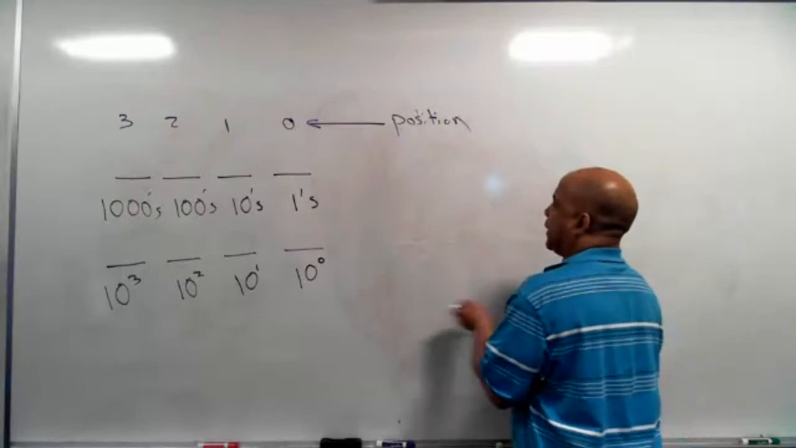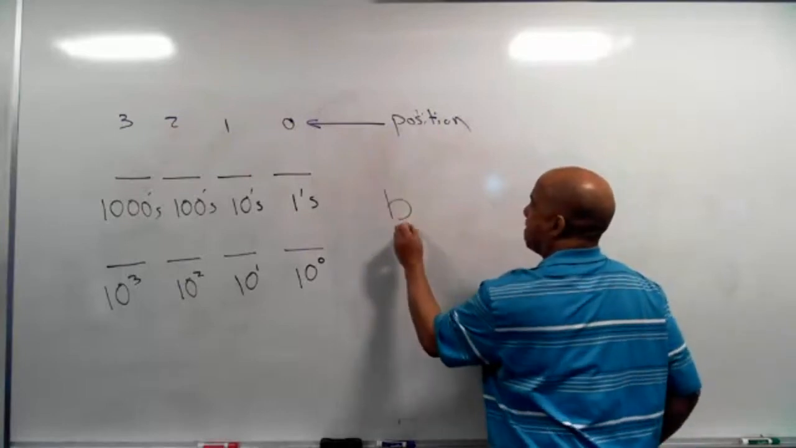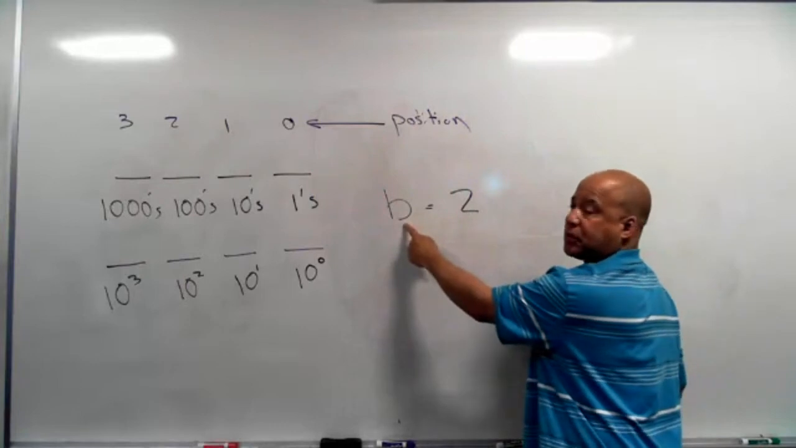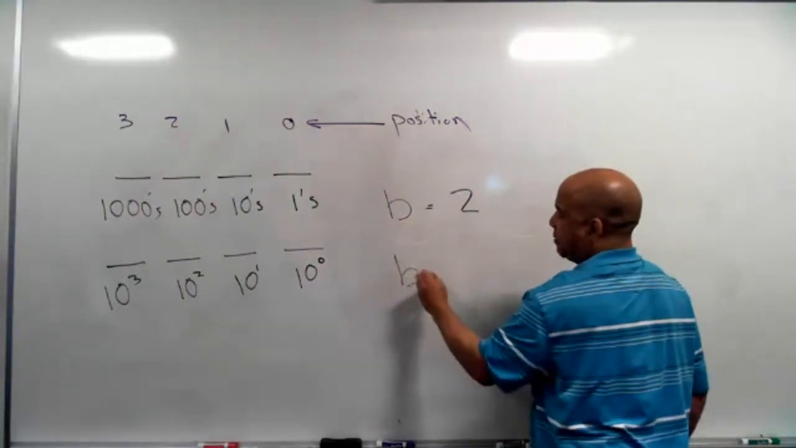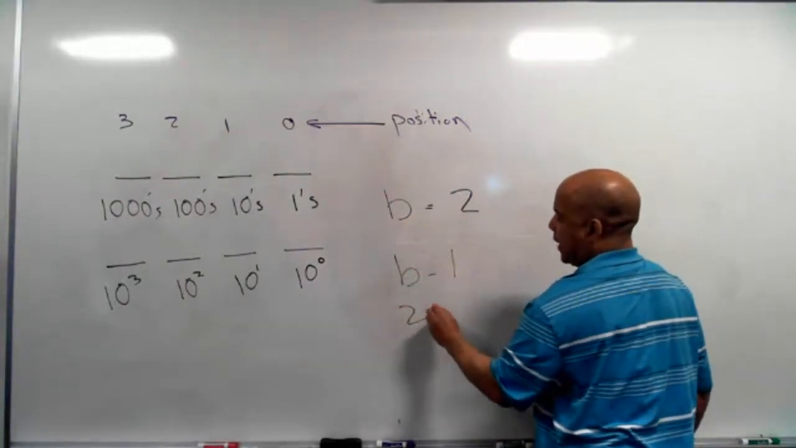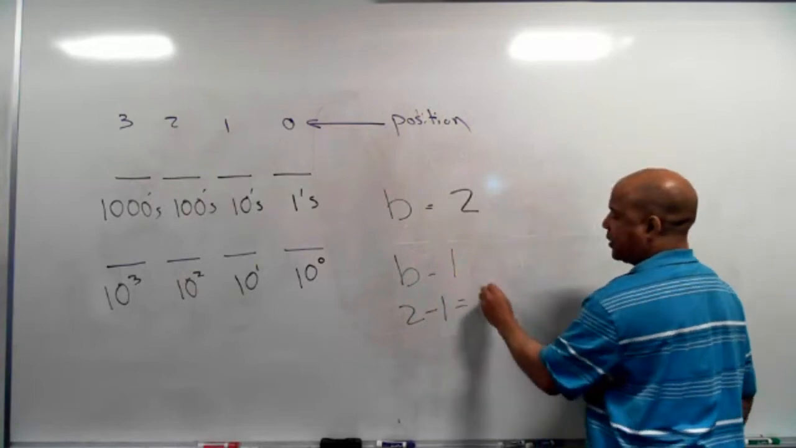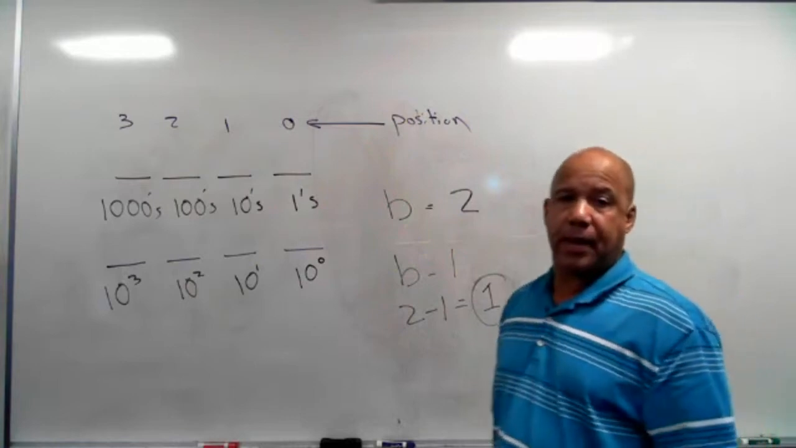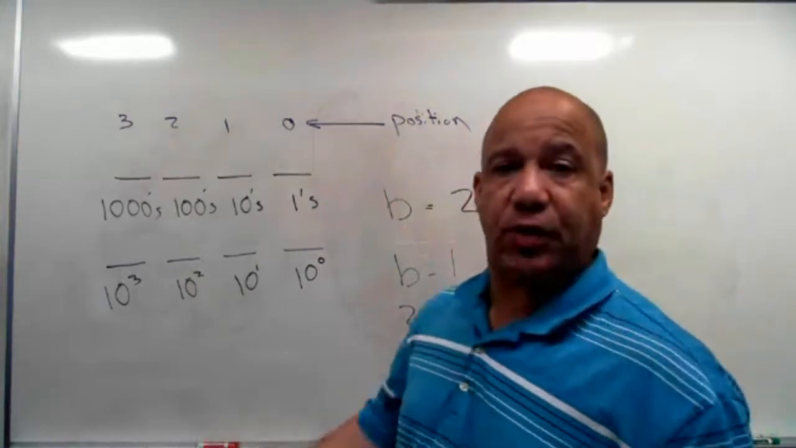And if a base 2 number system, that means we have 2 symbols. If I take the base minus 1, 2 minus 1 gives me the value, the highest symbol in the binary number system, which as you already know is a 1. And so in binary, we deal with 0s and 1s.